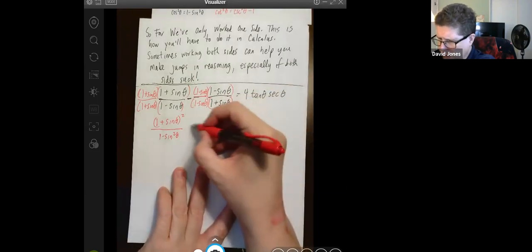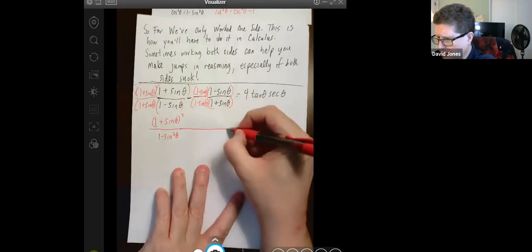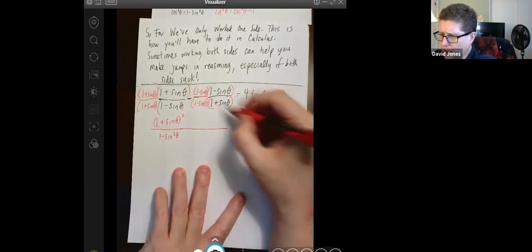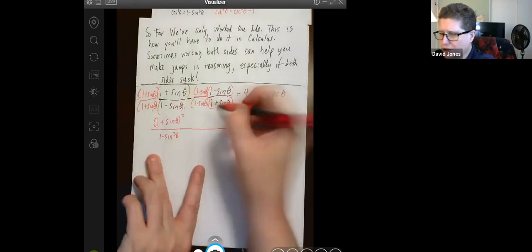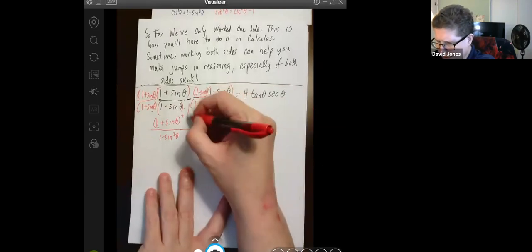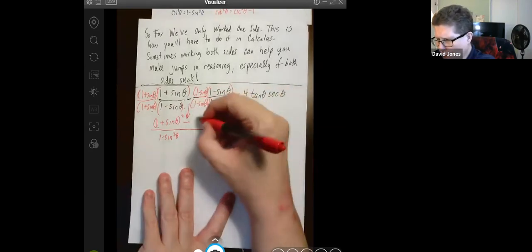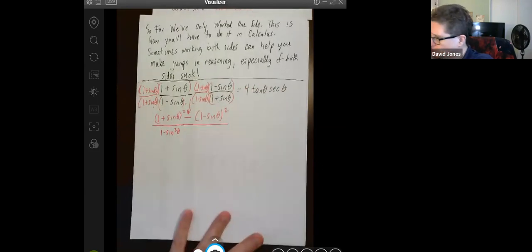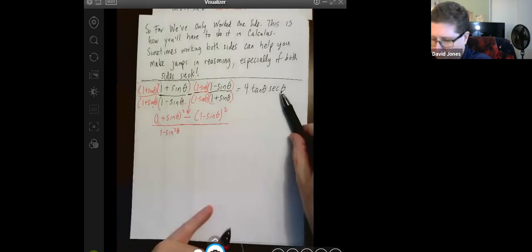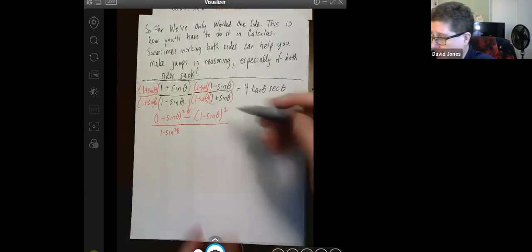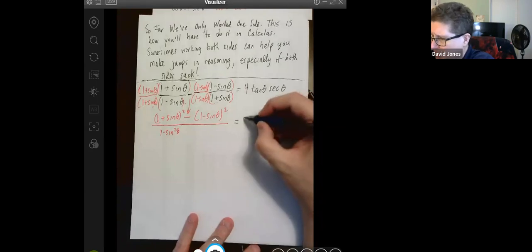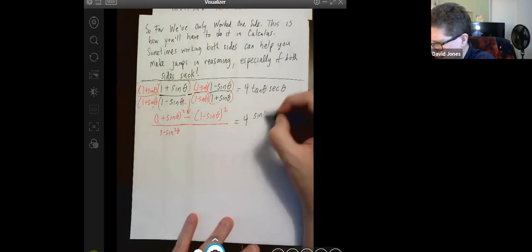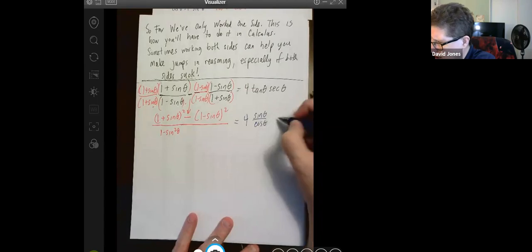So I'm going to just combine them now. Both have the 1 minus sine squared. The denominators are the same. This minus sign comes down. I've got 1 minus sine theta, and that's squared. I got a lot of sines here. There's no sines over here. Let's make it look like a sine. Let's get to sines and cosines. So I've got 4 sine theta cosine theta times 1 over cosine theta.